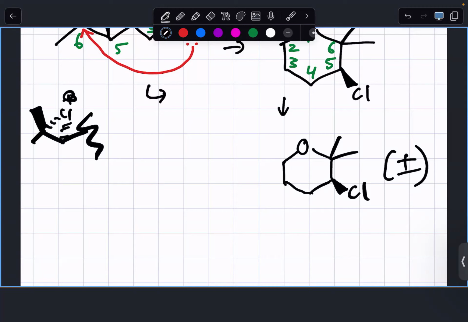Then if it's meso, that's not going to have any optical activity, not chiral at all. So no plus minus, not diastereomers, not enantiomers. Meso is achiral if there was a plane of symmetry.